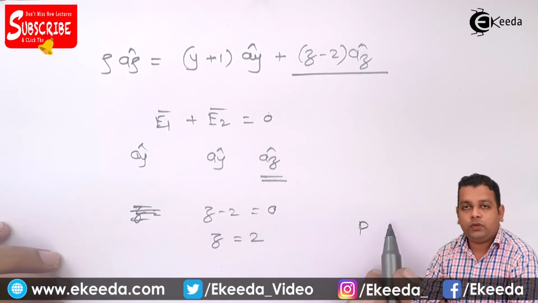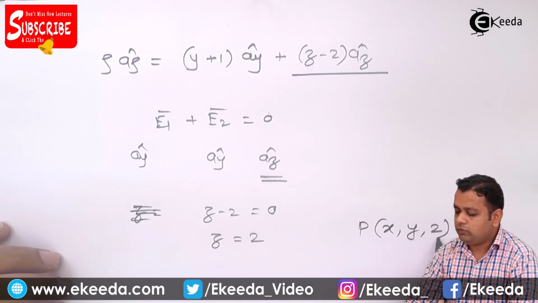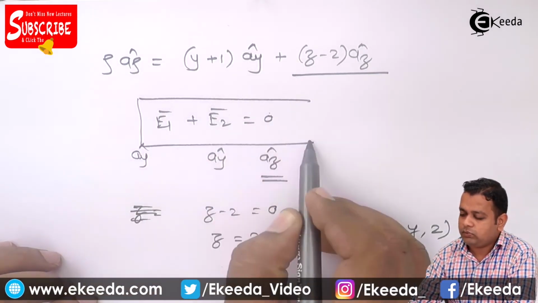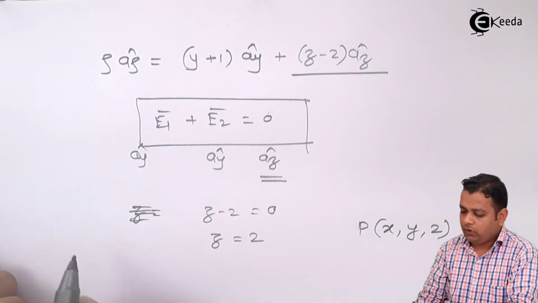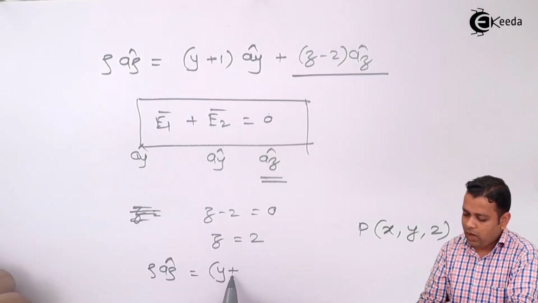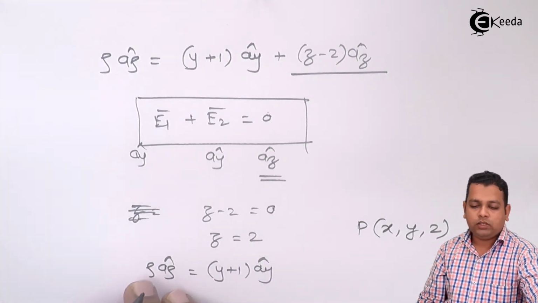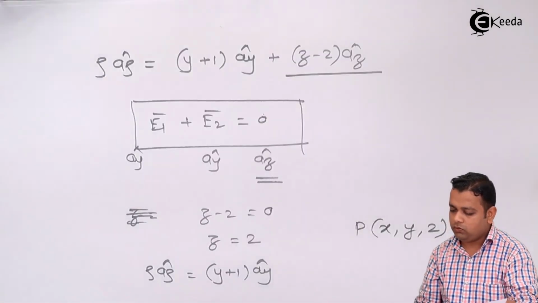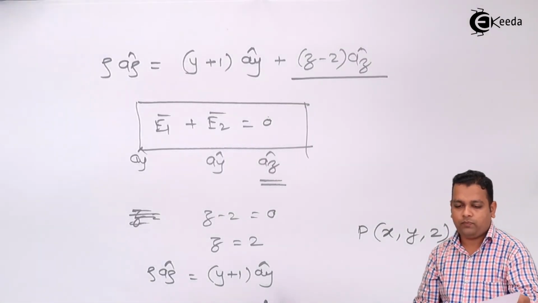So for the point P we assumed the coordinates x, y and z, and the z value should be equal to 2. Then and only then can the given condition be satisfied. Now let us work for y. Because z is equal to 2, the rho a rho cap will be left with y plus 1 ay cap. Hence, in this formula of E2 bar, rho will be equal to y plus 1, and a rho cap will be equal to ay cap.